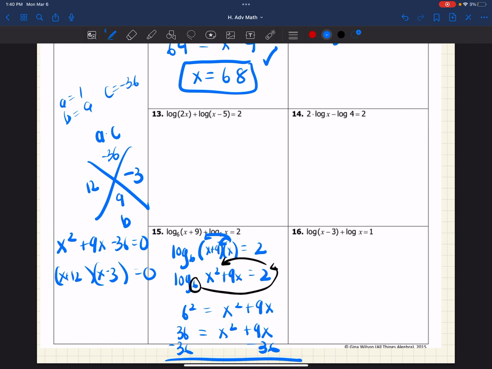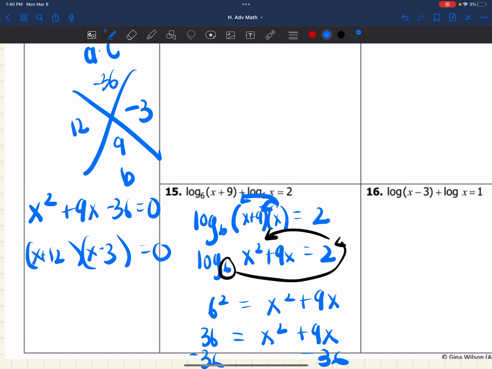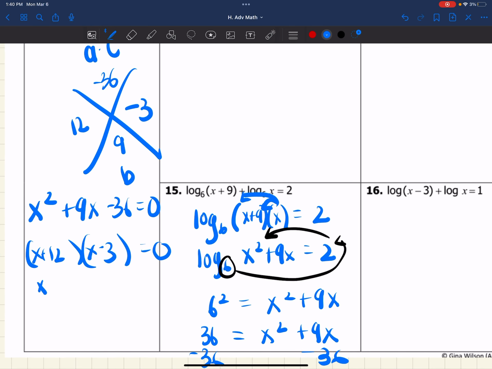Because my a value was 1, I don't have to do any division by a. I can just use the zero product rule to solve these. So x plus 12 equal to 0 and x minus 3 equal to 0. Remember, the zero product rule tells us that we can set this equal to 0 and this equal to 0 and solve. So what are the two values of x that I get? I get x is equal to negative 12 and x is equal to a positive 3. I get two solutions here.